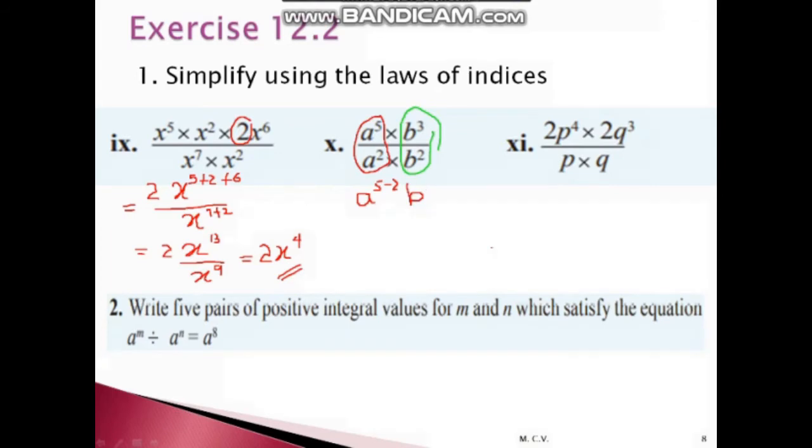Now 5 minus 2, 3. a to the power 3. The answer should be a to the power 3. b to the power 3 minus 2 means b to the power 1. No need to write that 1 directly, we can keep it as b. a to the power 3, b is the answer. The next one, multiply the two numbers together. 2 multiplied by 2, 4.